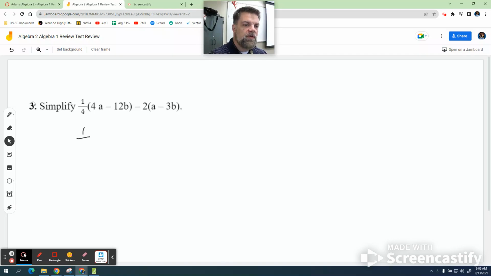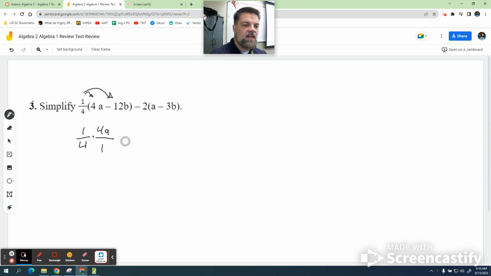So for number 3, when we go to simplify this, essentially what I'm going to have to do first is distribute this 1/4 through the parentheses. Man, I can't talk today. So remember that this is really like 4a over 1, right? And then I have to multiply this.